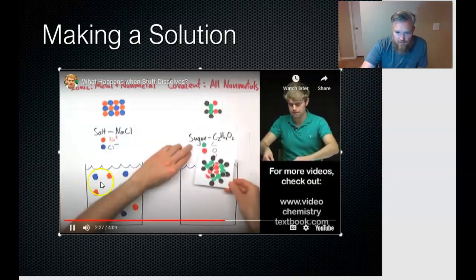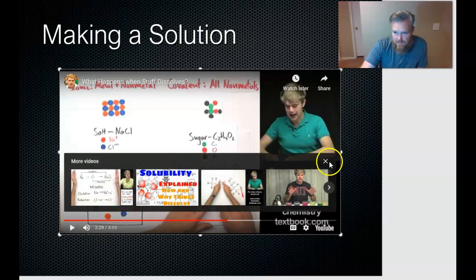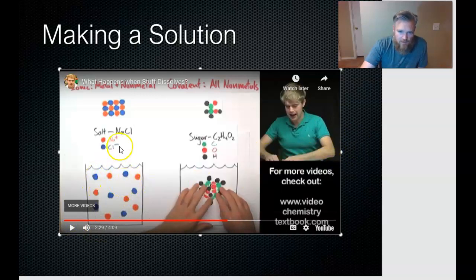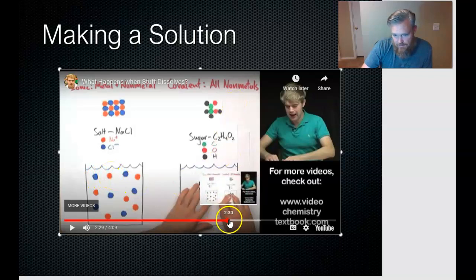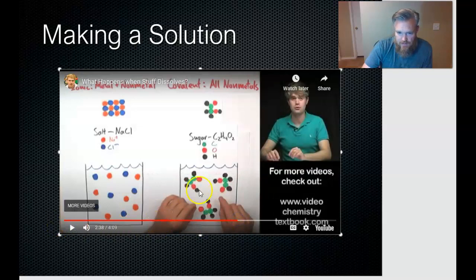and then he gets to where they break apart in water. Notice that when these guys break apart in water, these are the ionic compounds, they dissociate into their ions. So this is Cl minus, Na plus. And then sugar, if I go a little bit further, actually dissociates into its molecules.